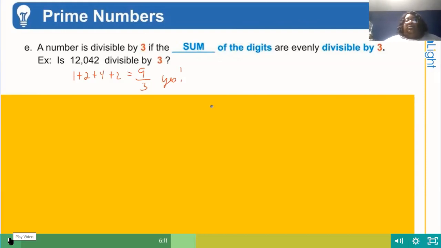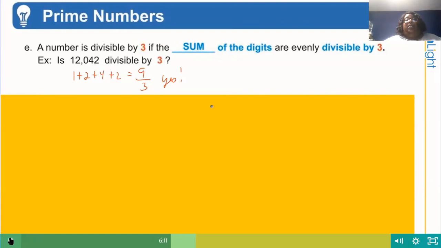1 plus 2 plus 4 plus 2. Now, the reason why we didn't say plus 0 is because if you add 0 to anything, it doesn't change the answer. And then we added those up, got 9. 9 is divisible by 3. So that means that this 12,042, I can divide by 3 and figure out the other factor.